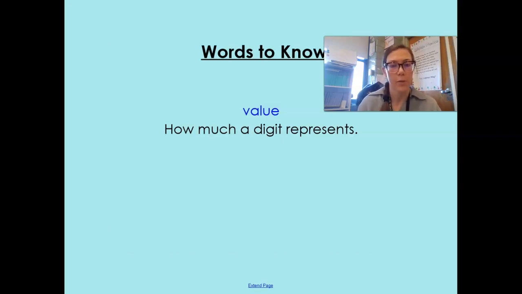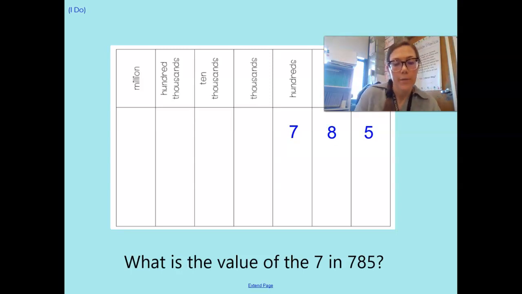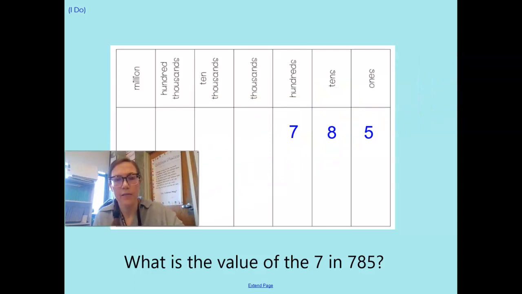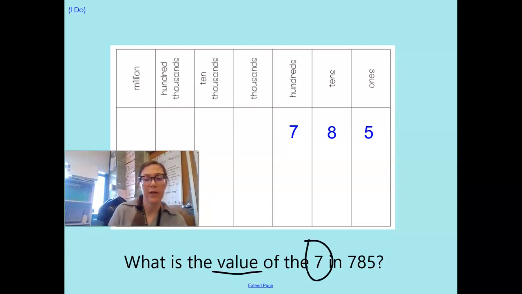Here we go. Here's the first one. I'm going to do this one. So here's my question. What is the value of the 7 in 785? Okay, so the number is 785, and down here it tells me that I need to find the value, how much the 7 in the number 785 represents. Now I turned it into a place value chart to help us, but we're not always going to have that. We just need background knowledge on each place value.